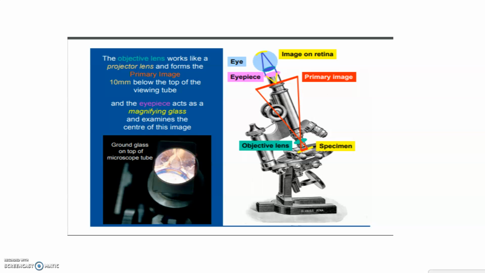So the objective lens works like a projector lens and forms a primary image. And this is the structure. This is the eyepiece and the image on the retina. This is the primary image, this is the specimen and this is the objective lens. The ground glass is on the top of the microscope tube. The objective lens forms the primary image, which is 10 millimeter below the top of the viewing tube. And the eyepiece acts as a magnifying glass and examines the center of this image.